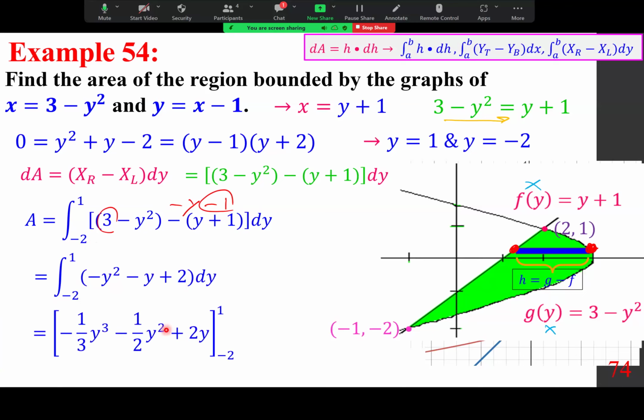Again, I'm going to leave it for you to do this. And we end up with 9/2. So this does have a couple of steps of basic math. You plug in 1, you plug in negative 2. You can easily do that. It's really not a big deal.